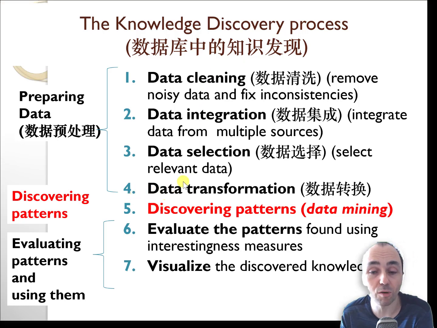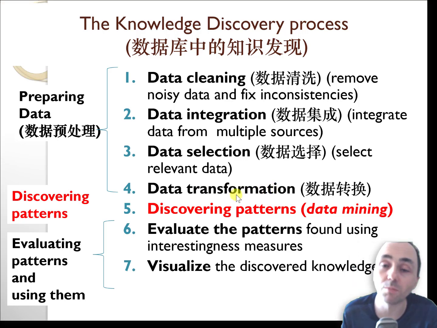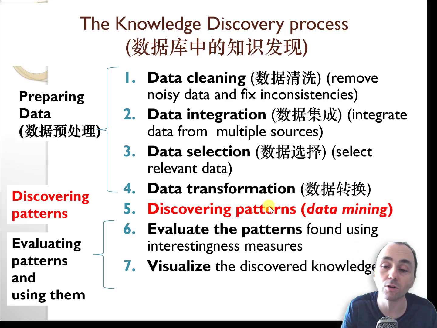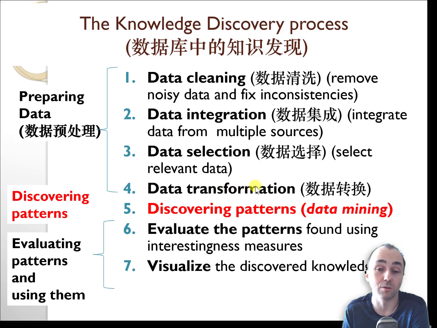Another step, step four, after you clean the data and so on, is data transformation. It means maybe the data is not in the correct format, and you want to convert it to the right format so you can use your data mining algorithms. Okay, so let's say the data is in numbers, but you want to apply some algorithm. The data cannot be numbers, it must be some strings, some labels, some characters. So you need to first convert your data to apply some algorithm. So this is the data transformation.